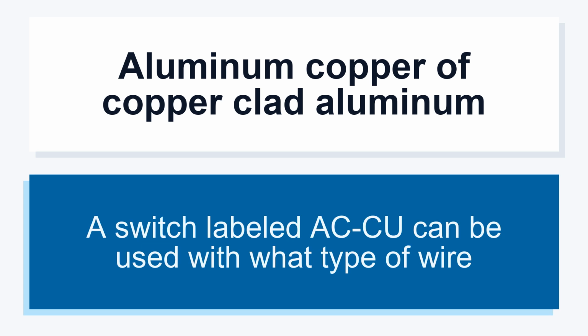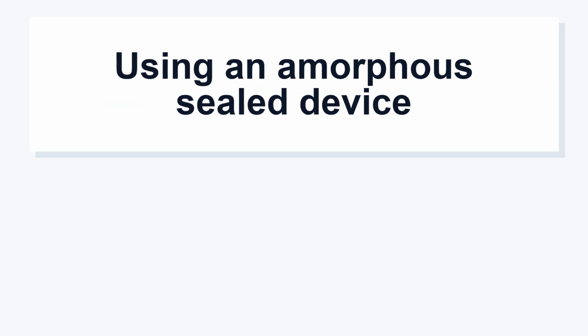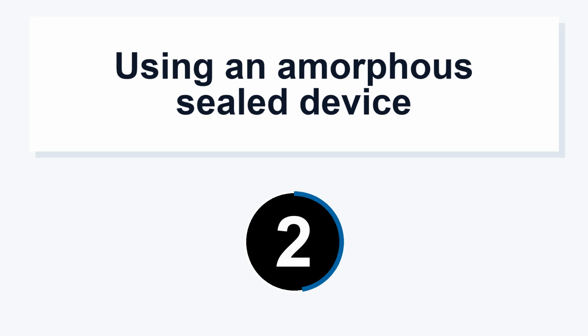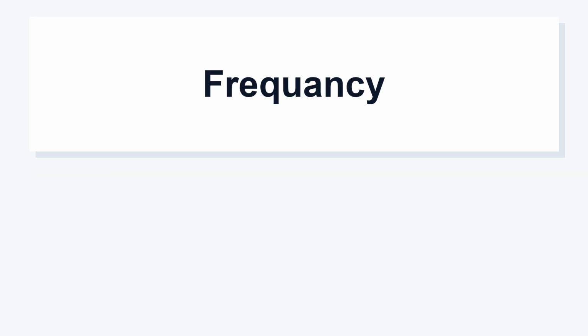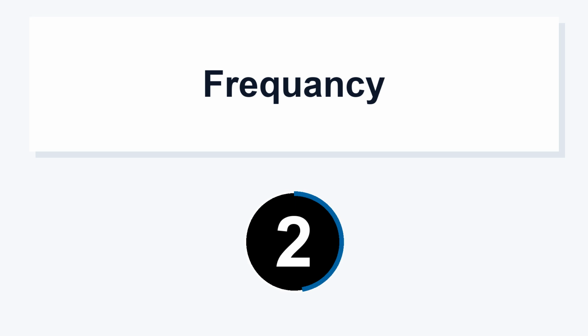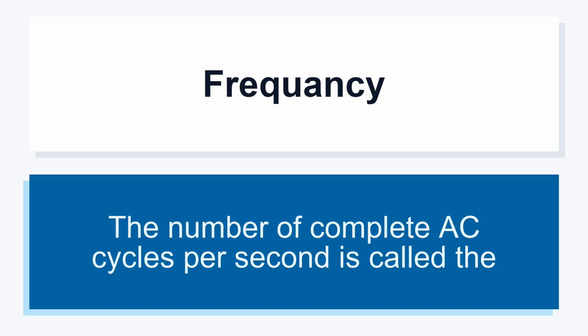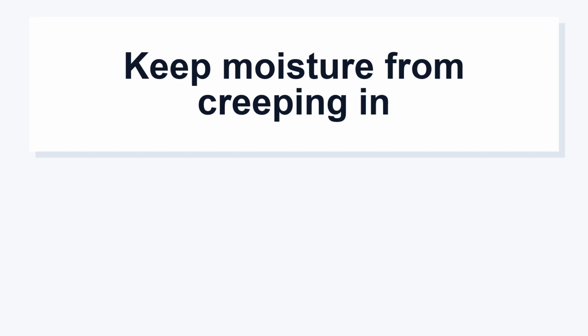Aluminum, copper, or copper-clad aluminum. A switch labeled CO/ALR can be used with what type of wire? Using an approved sealed device. An electrical fitting can be made explosion-proof in which of the following ways? Frequency. The number of complete AC cycles per second is called the?